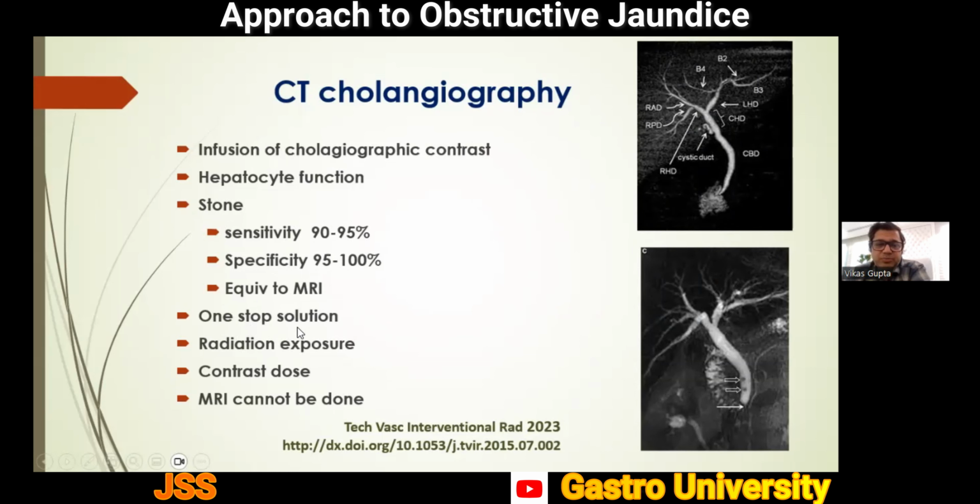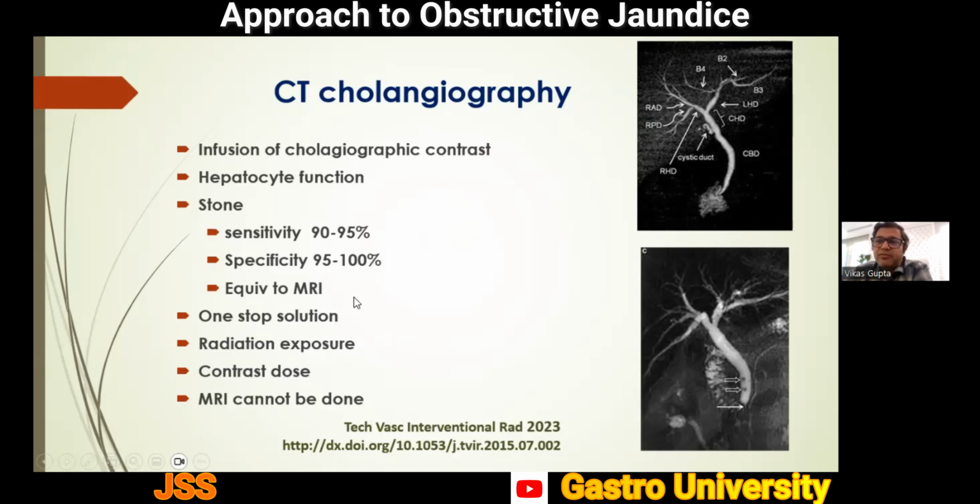However, the problem with this modality is that there is a lot of radiation exposure to these patients, and the dose of contrast required to visualize the bile ducts is very high. So many patients are allergic, and contrast-induced nephropathy is a problem. So this is described, but it has not been put into much practice over a period of time.